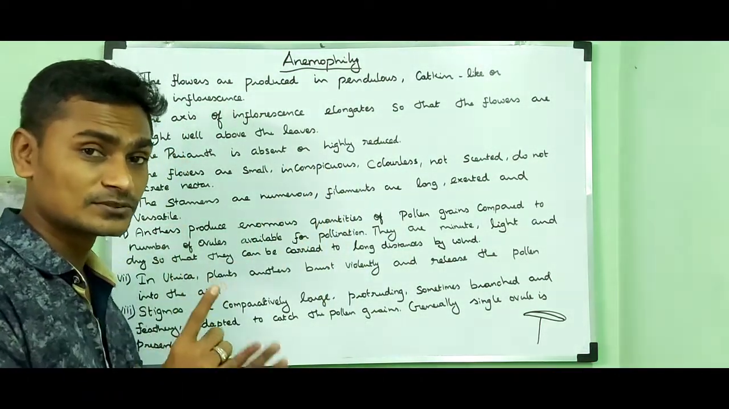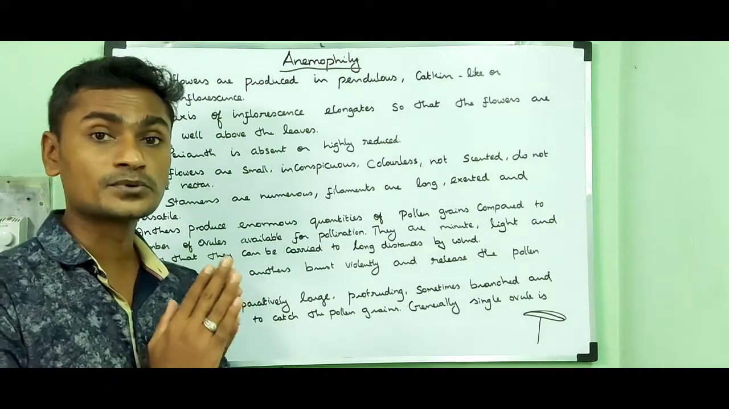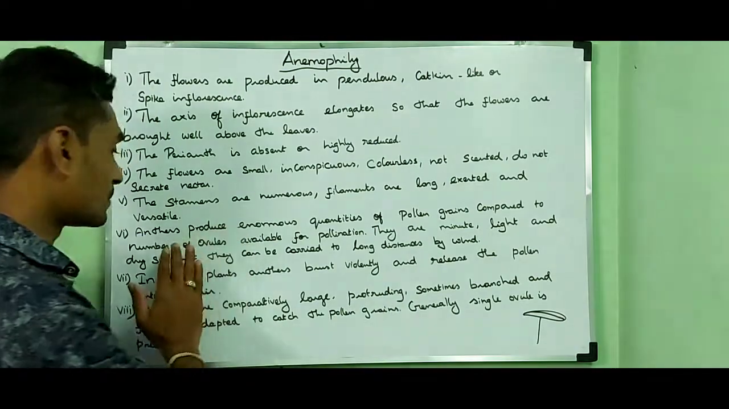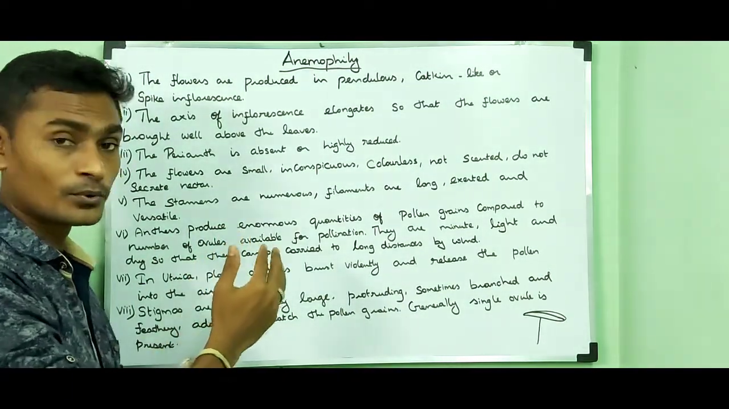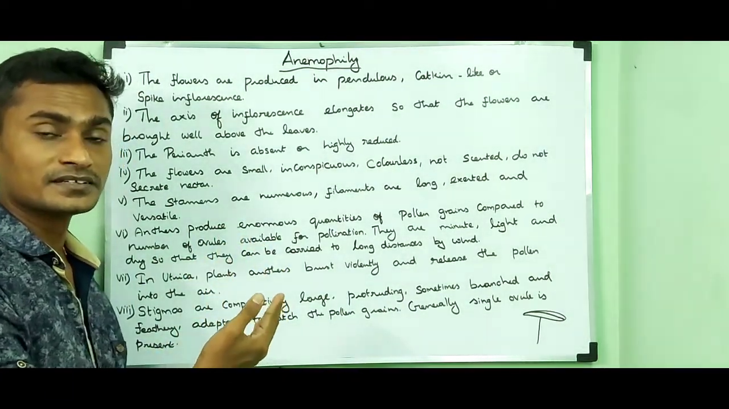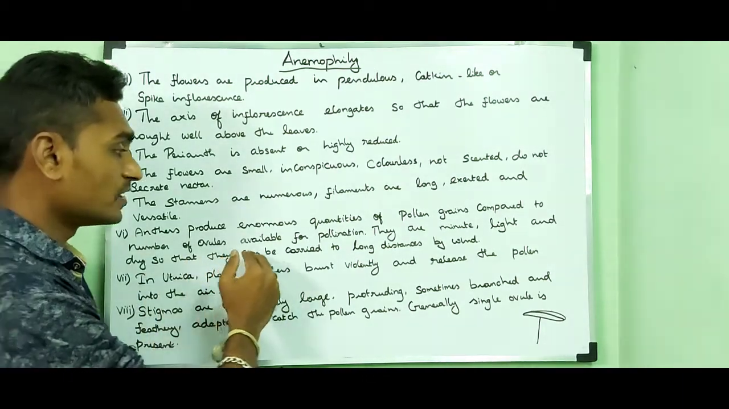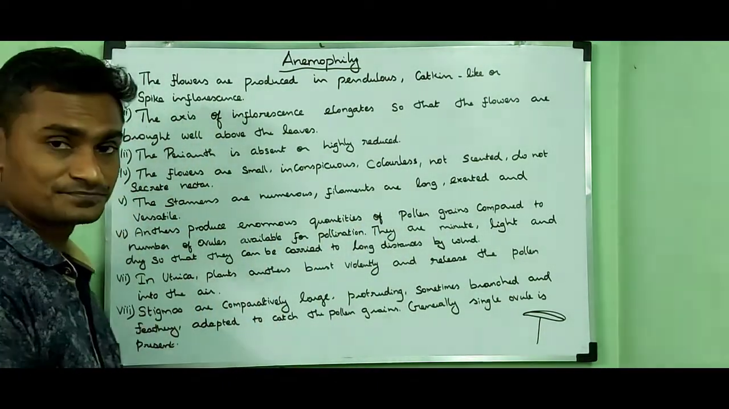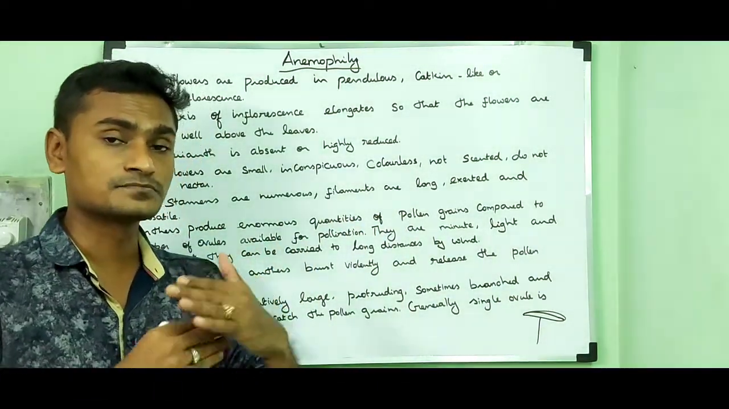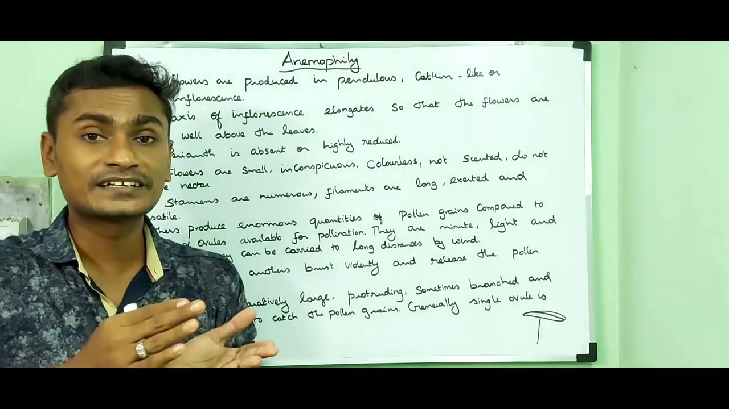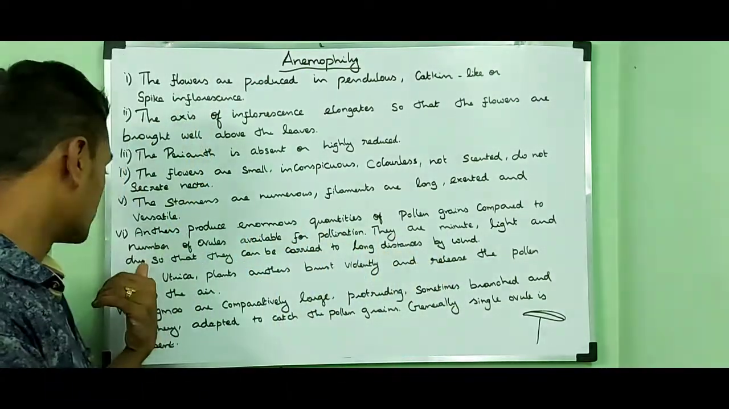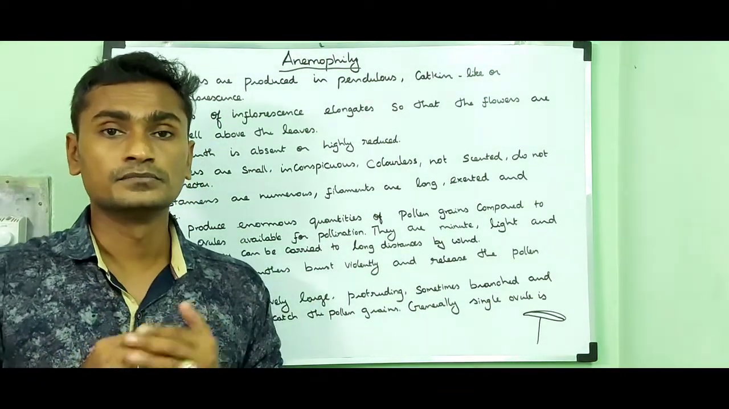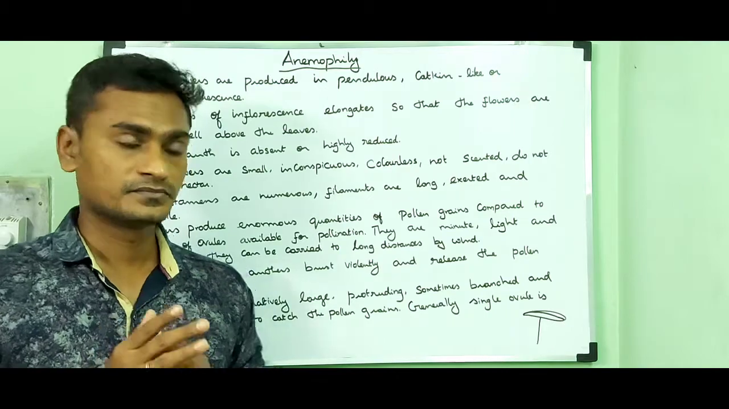Then anthers produce enormous quantities of pollen grains. I already told you Mercurialis annua can produce 135 crores of pollen grains compared to the number of ovules available for pollination. Pollen grains are produced more than the ovules. They are minute, light and dry. So the pollen grain must be minute and light, then only it can be carried by the wind, and it must be dry. They are not wettable. They must be unwettable.